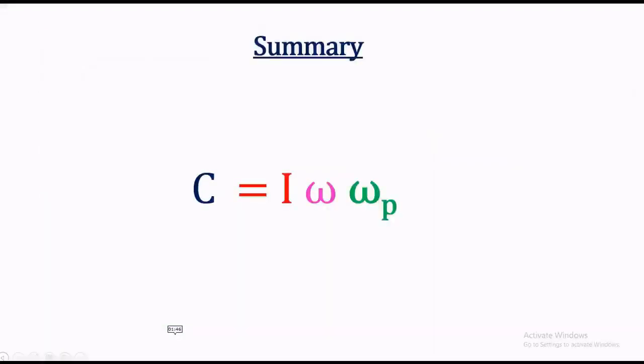Finally, the mathematical relation relating the angular velocities, the mass and the gyroscopic couple is given by C equals I omega omega p, where C is the gyroscopic couple, I the mass moment of inertia of the disk, omega the angular velocity of spin, and omega p the angular velocity of precession. We will try to discuss the derivation of the expression in a separate video.